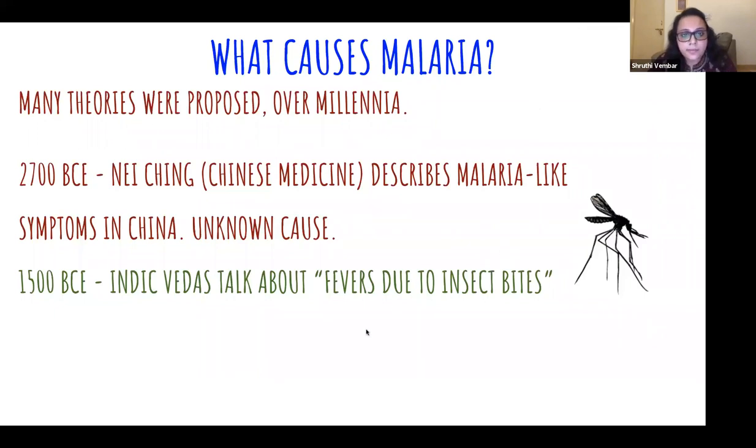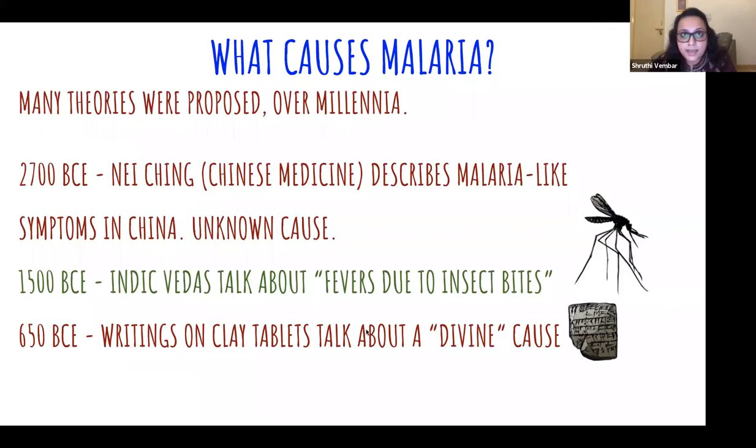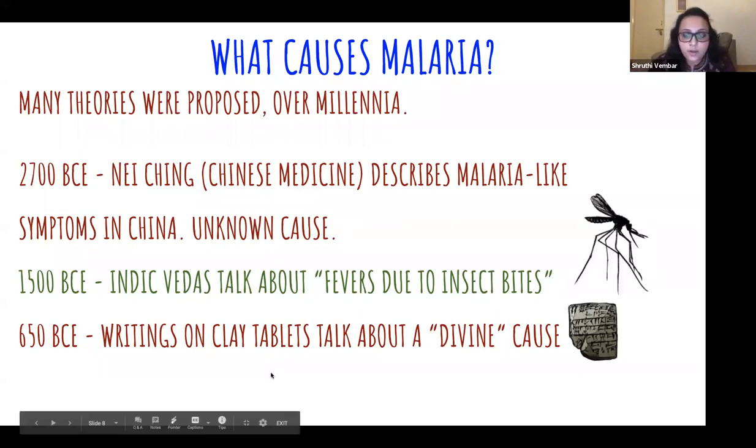Then in 650 BCE, it's very interesting, this was somewhere in Babylon. So Babylon is this area where you can think of it as Greece and Middle East Asia. In this region, there were some writings on clay tablets that were found. And here they actually attribute malaria to a god of destruction. The god's name is Nerhal. So they say that this god of destruction is the one who is causing malaria. So they call it that malaria is due to a divine cause.